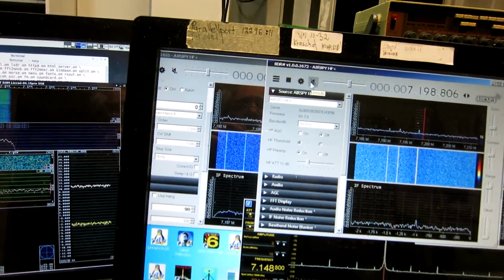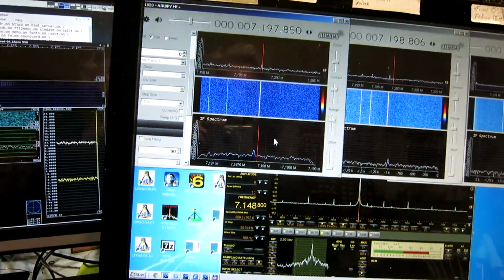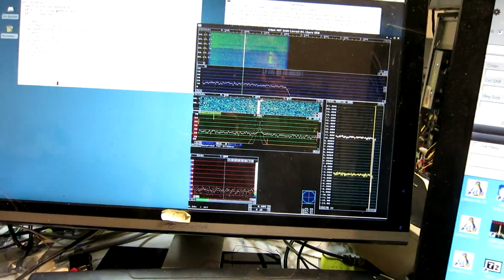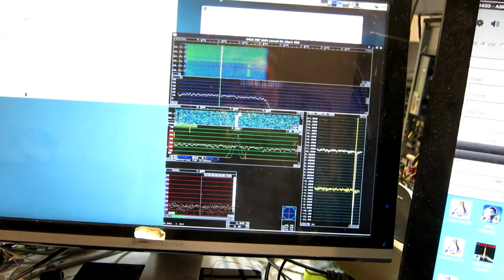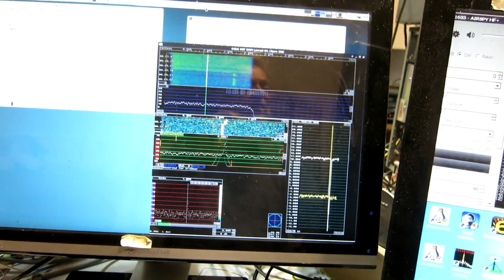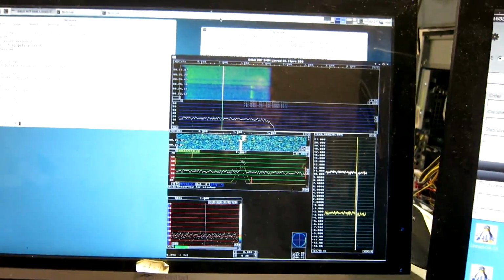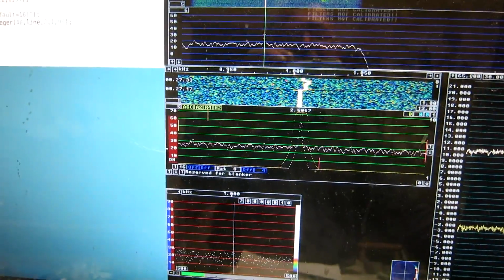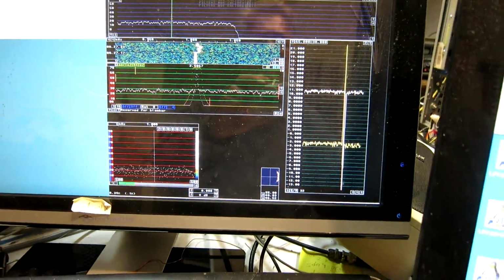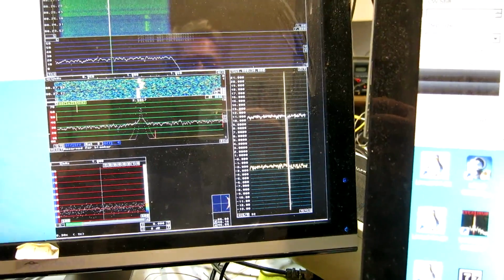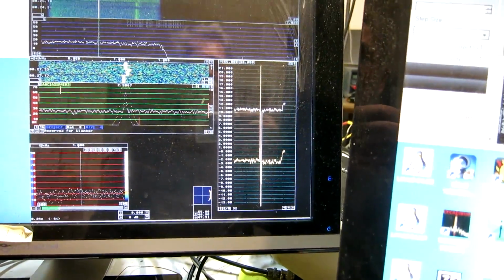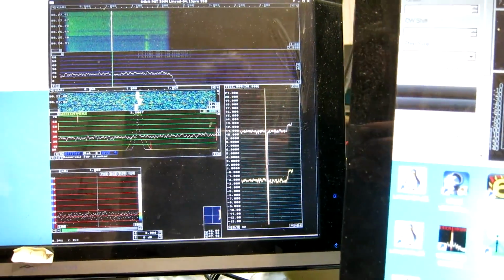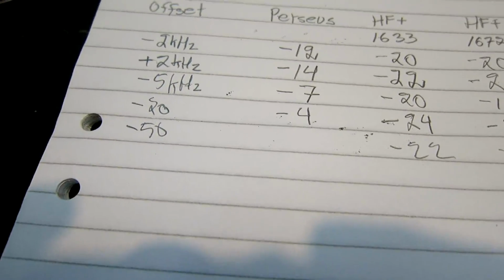Still at 50 kilohertz, I go to this one. And I think it has drifted a little bit. Wrong direction. I want to keep it at the center of this filter here. And I switch off the strong signal. And we have the same results. So -22 dBm at 50 kilohertz.